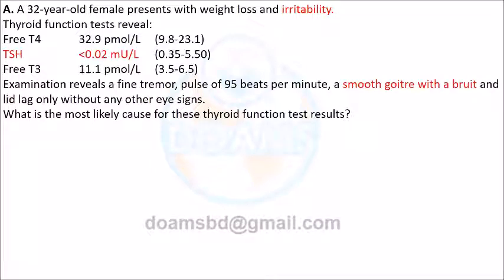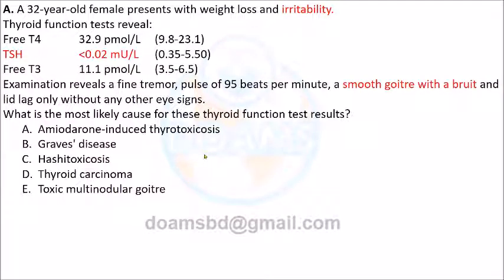It is toxic goiter or multinodular goiter or other. Answer will be? Toxic goiter, toxic multinodular goiter. Open your eyes by closing your eyes. Look at it: smooth goiter, smooth goiter with bruit. The multinodular goiter is not a smooth goiter. No, no, Graves. So smooth goiter means Graves' disease. Graves' disease, and this is the commonest cause of hyperthyroidism also.